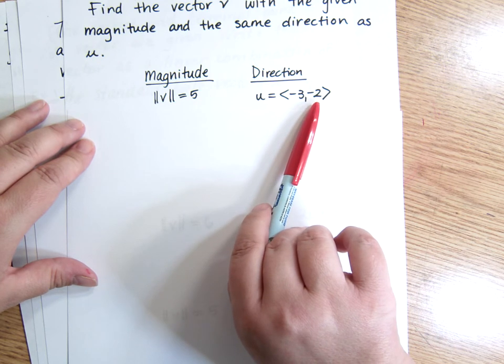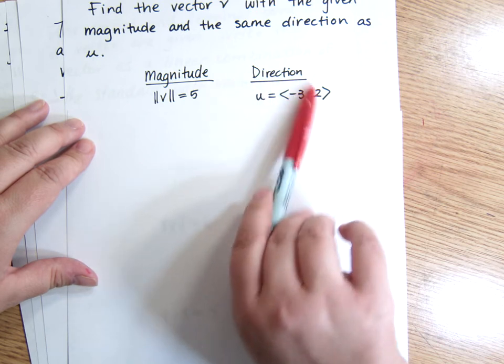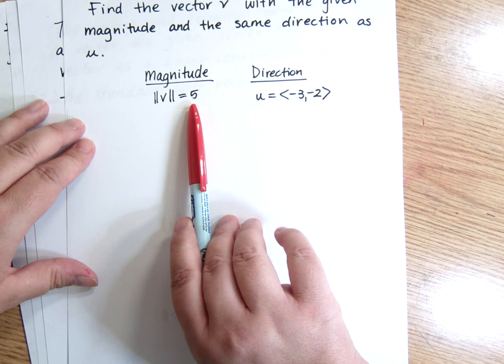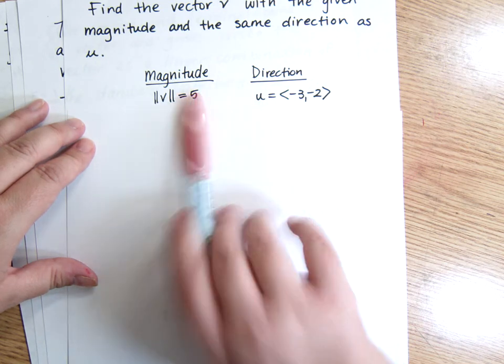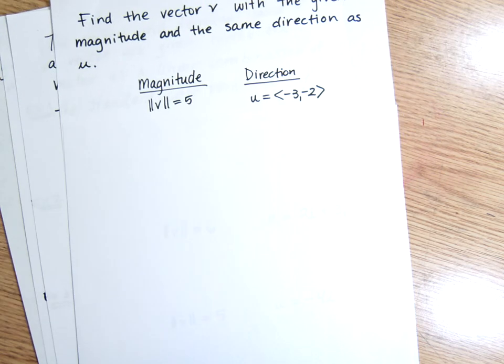So here's all that we have to do for this type of problem. We find the unit vector that's in this direction, and then we multiply it times the magnitude. I find my unit vector for this, multiply times 5, and I'll be done. Okay, so let's go ahead and do that.